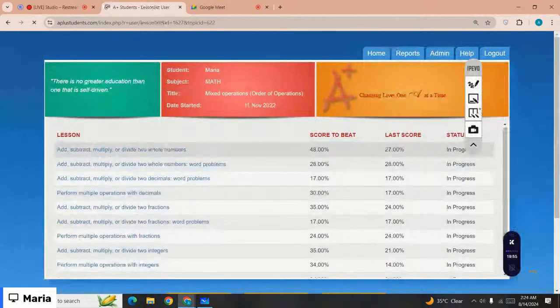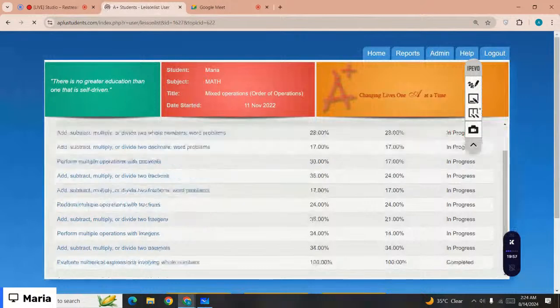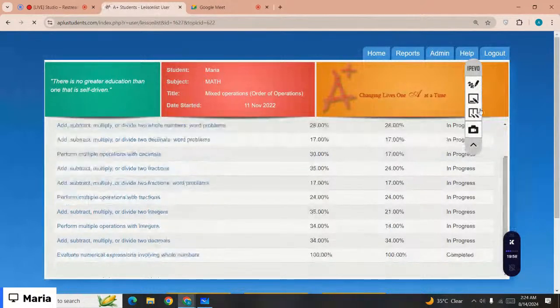Here you can see the live chat button. For any of the lessons, you can simply click on the live chat button and you can see tutors are available there to help you. But they are available during the shift timing, that is from 9 to 5, Monday to Friday.